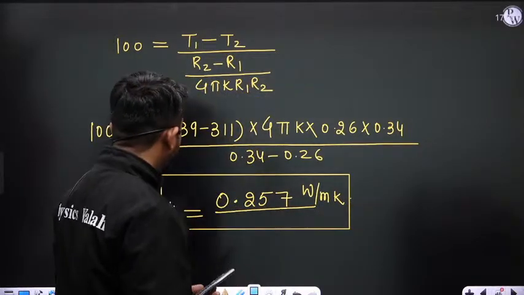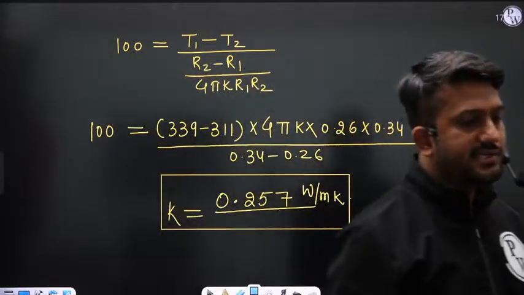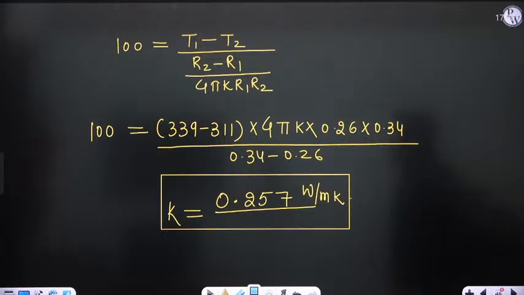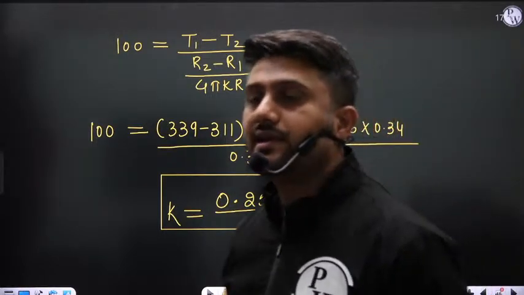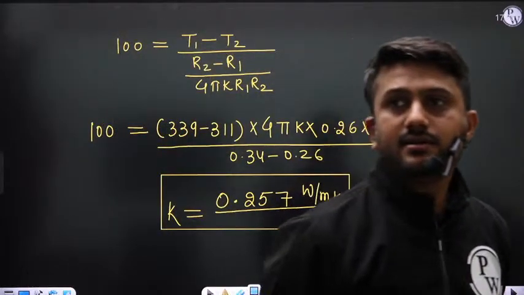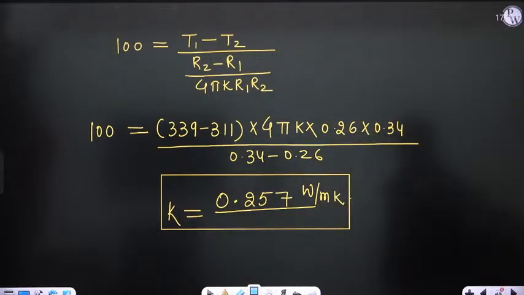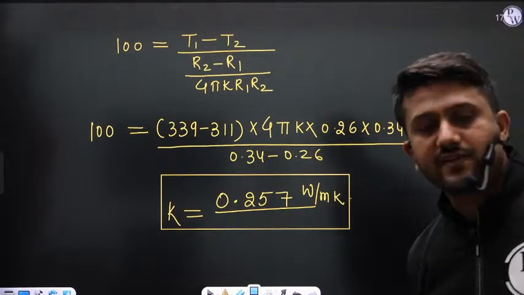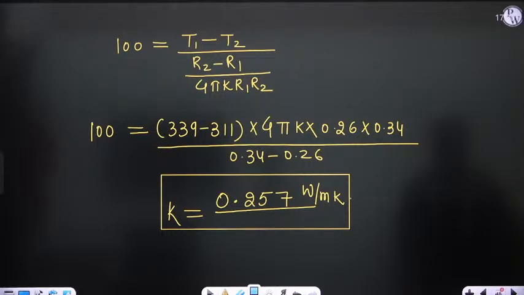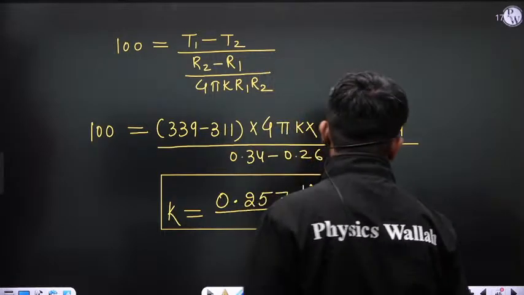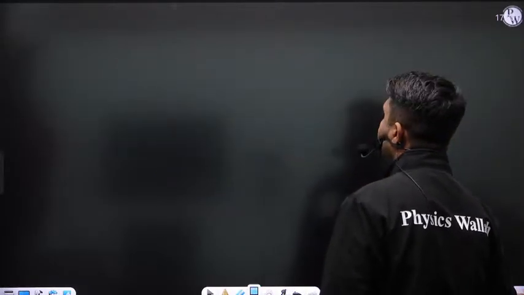Right, this is the answer. This is the value of K, 0.257 watt per meter Kelvin. This is the thermal conductivity of the spherical shell. Okay, is it clear? Fine. Come to the next problem.